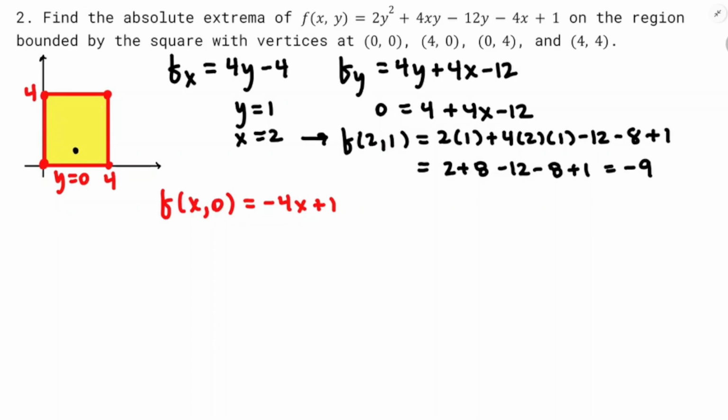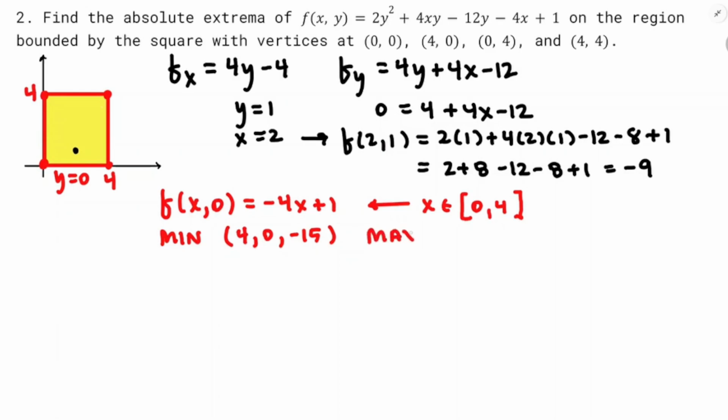And related to this, x is between 0 and 4. So the minimum I would have would be when x is equal to 4, right? Because it's negative 4x plus 1. So the minimum is going to be at x equals 4, y equals 0, and z would equal negative 4 times 4, which is negative 16, plus 1 is negative 15. All right, so that's a more negative value. So that's now a better candidate for my absolute minimum.